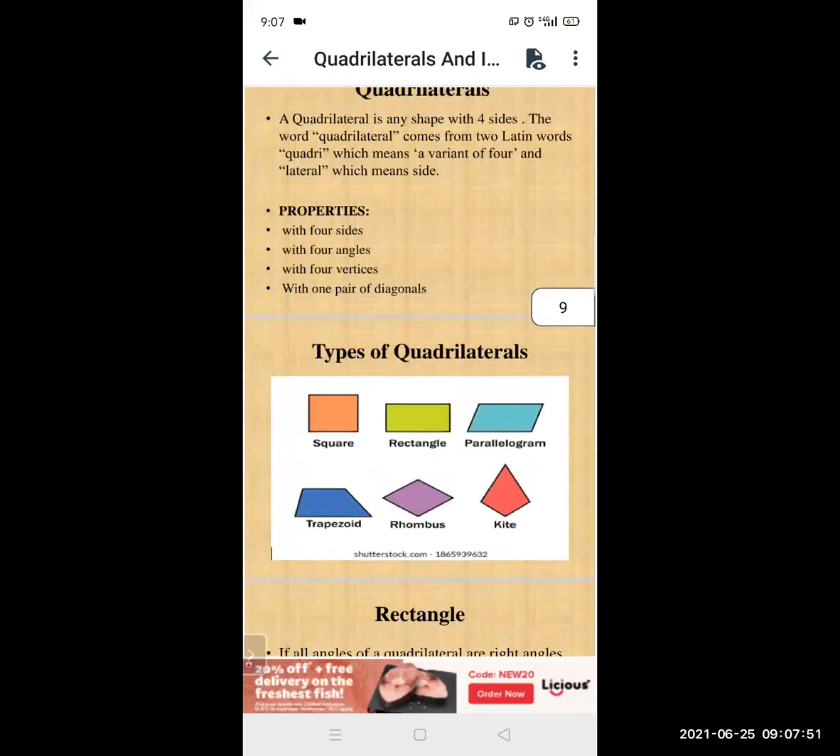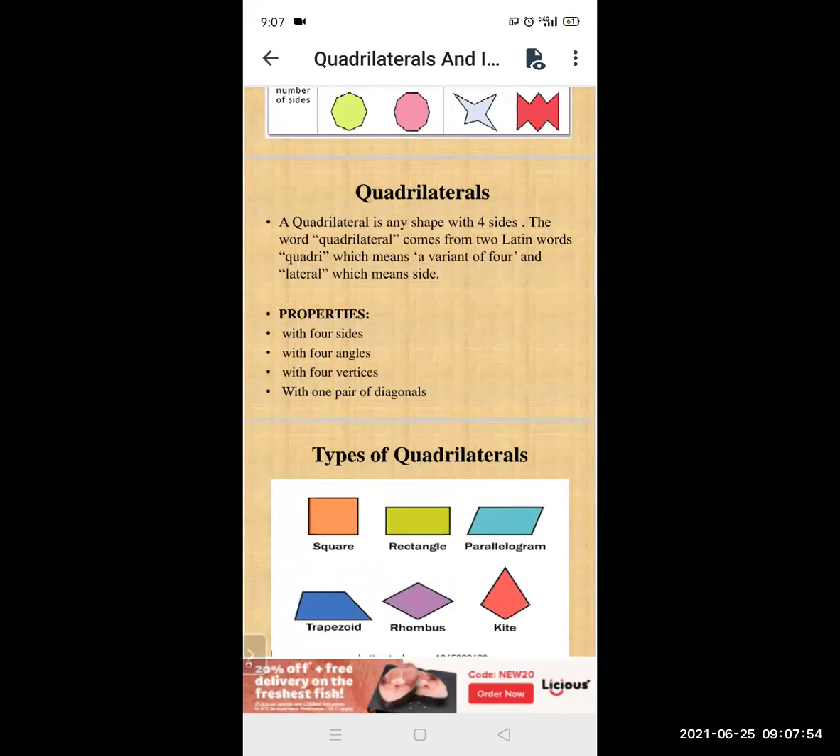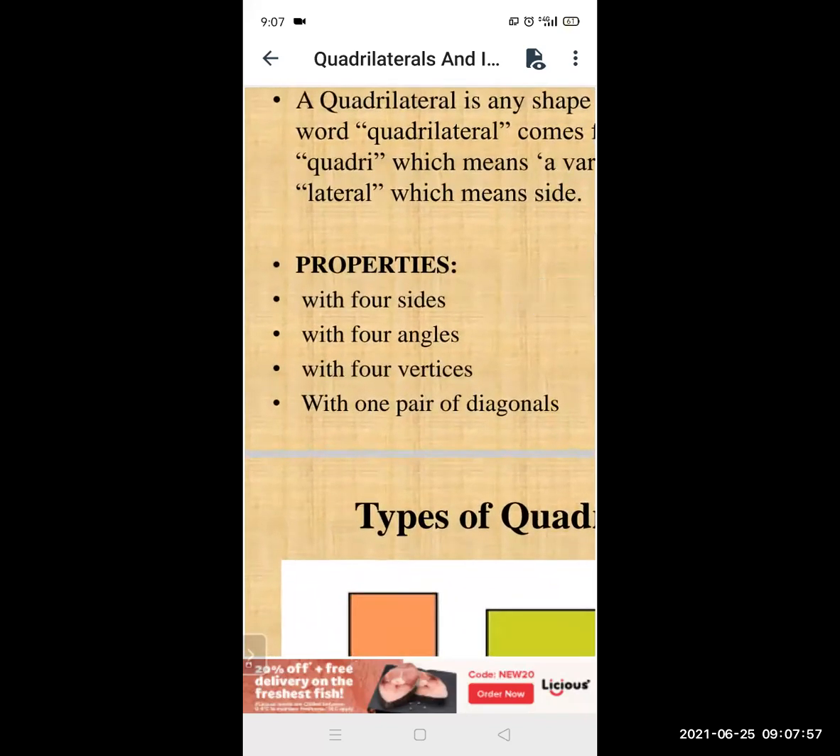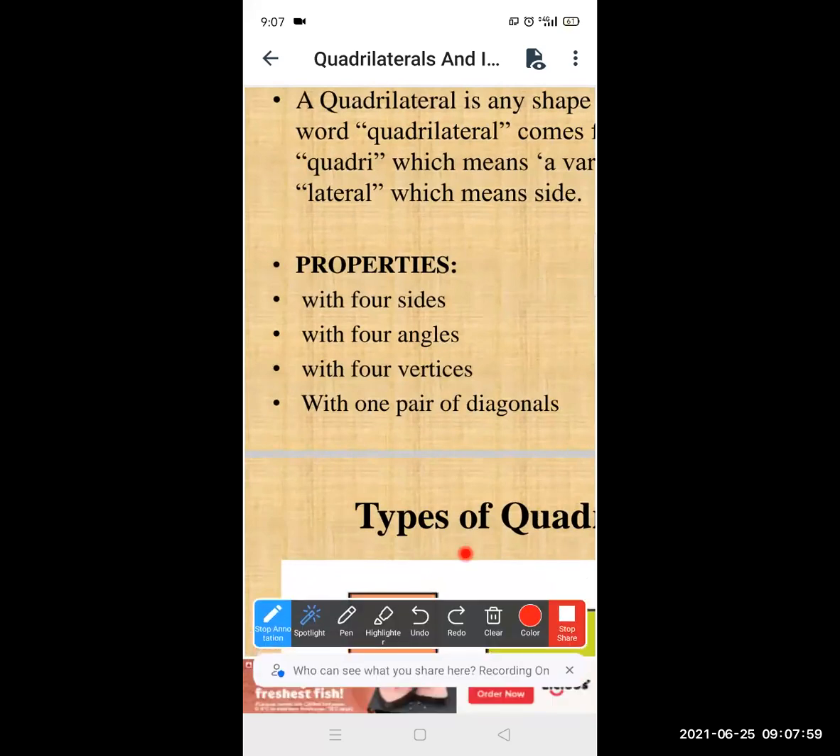We have seen here the properties of quadrilaterals. The last property states one pair of diagonals. This is very important: each and every quadrilateral has this part in common. It has 4 sides, 4 angles, 4 vertices, and also a pair of diagonals. So these are the properties of quadrilaterals which will come in each and every type of quadrilateral.